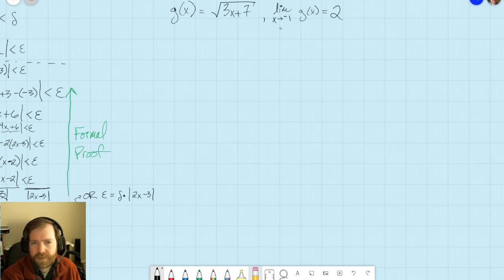So the limit as x goes to negative 1 of g of x is 2. And now we need to prove that. Again, just showing that it works, you can plug in negative 1 and get 2, is not a proof. That is a demonstration. So we can demonstrate that this is true, at least that value is that value.